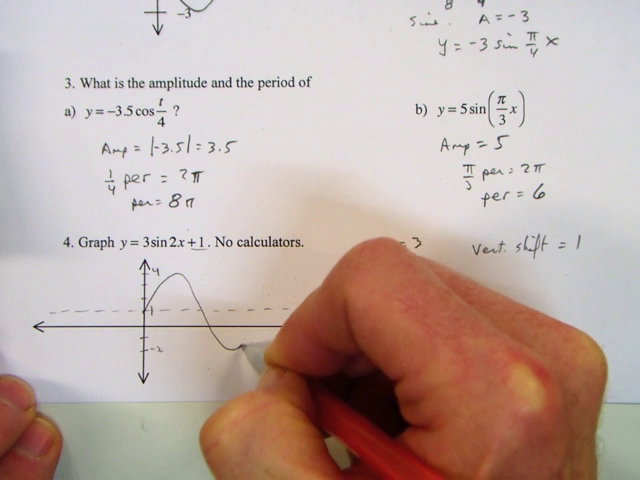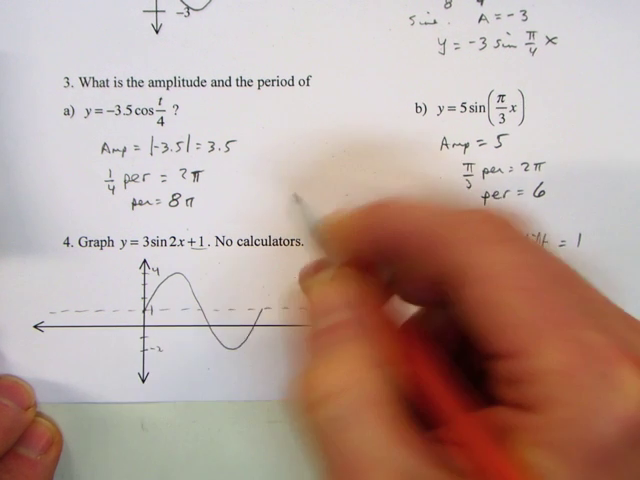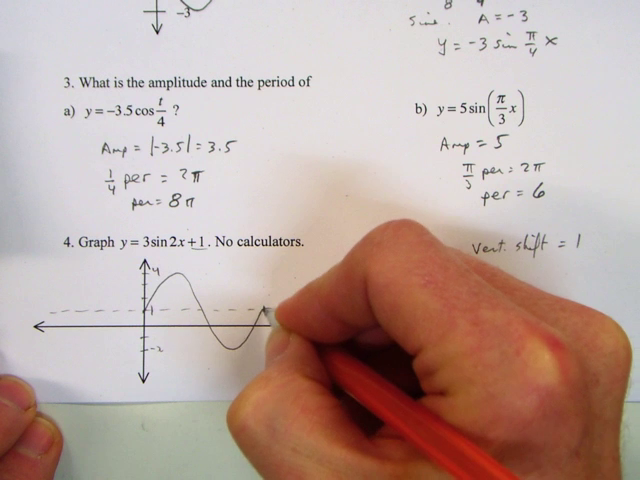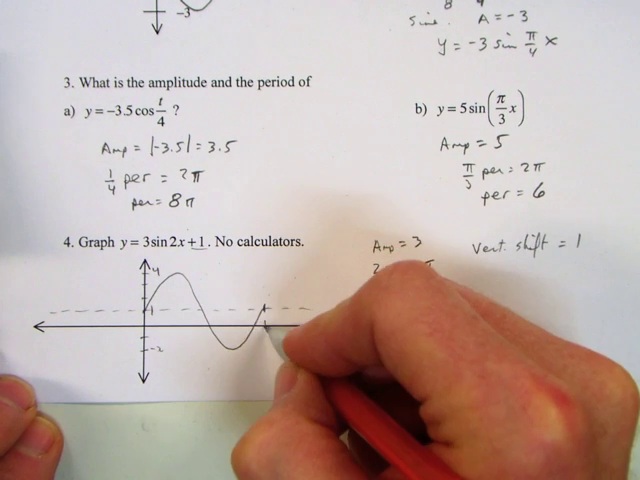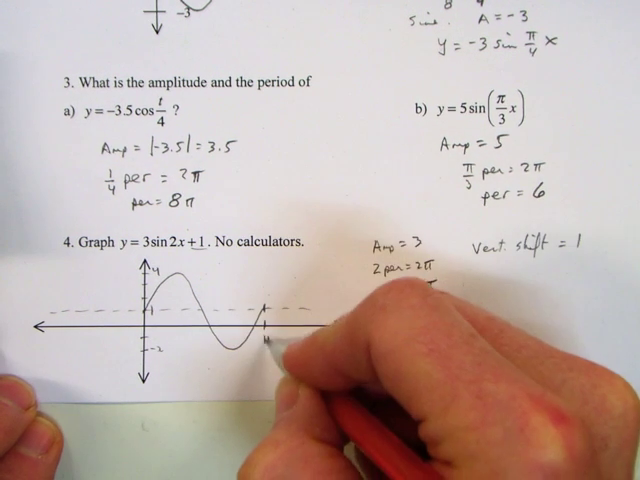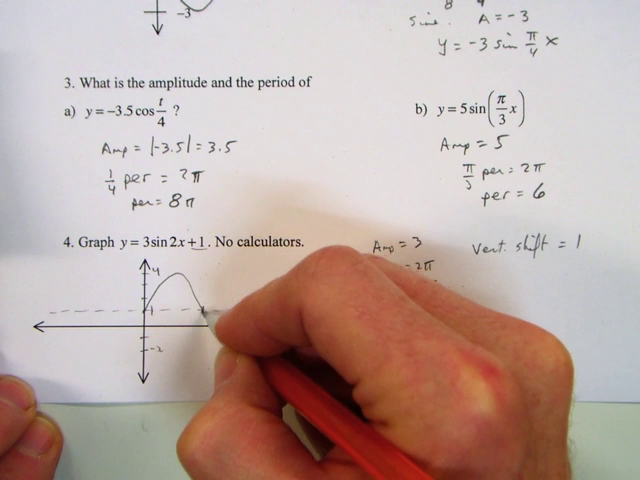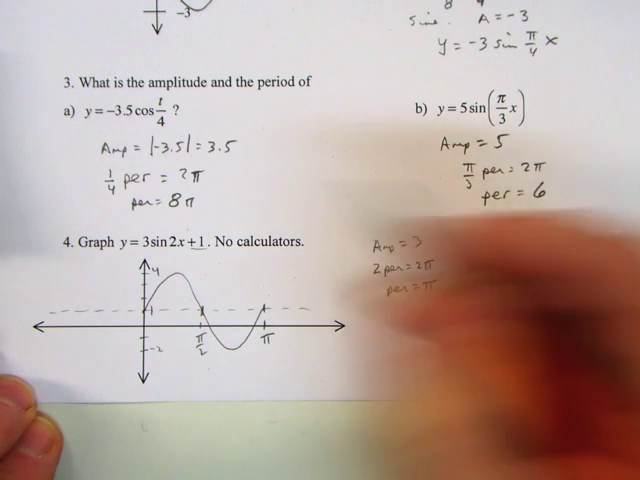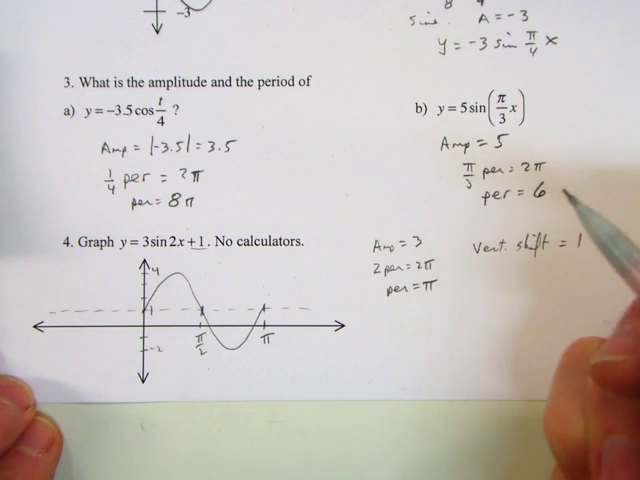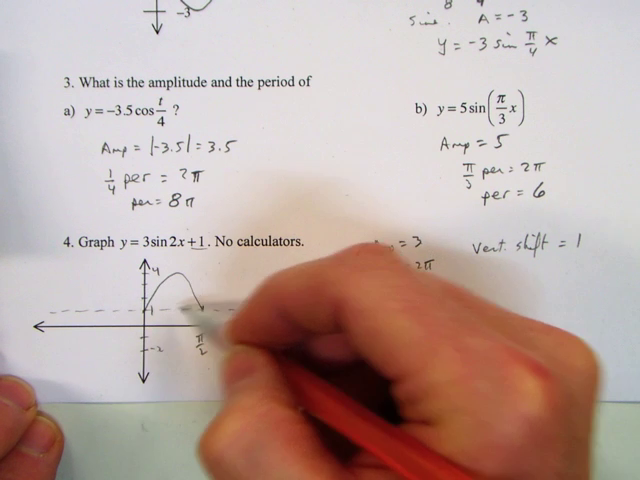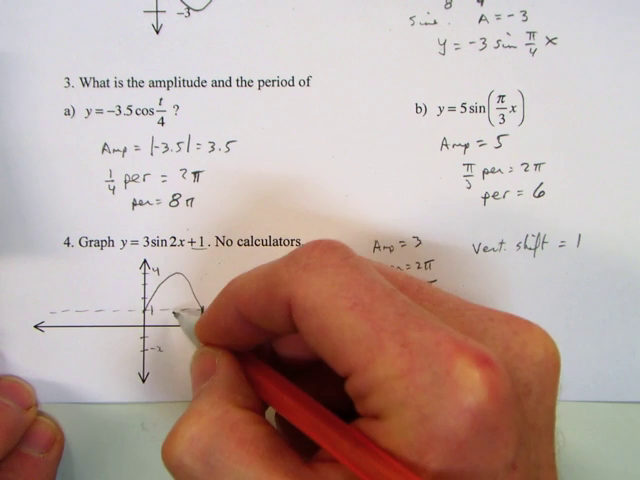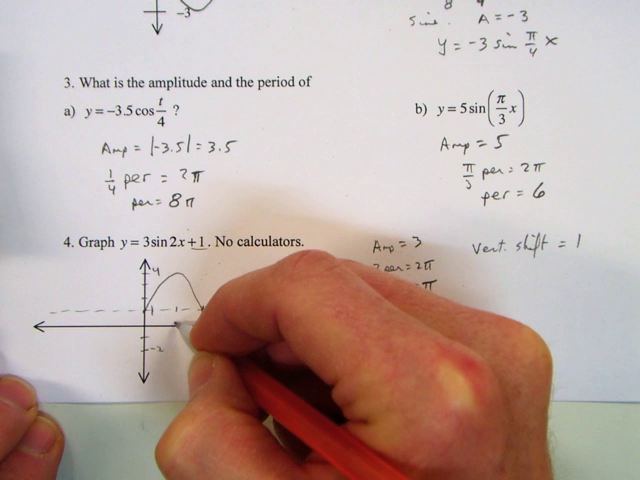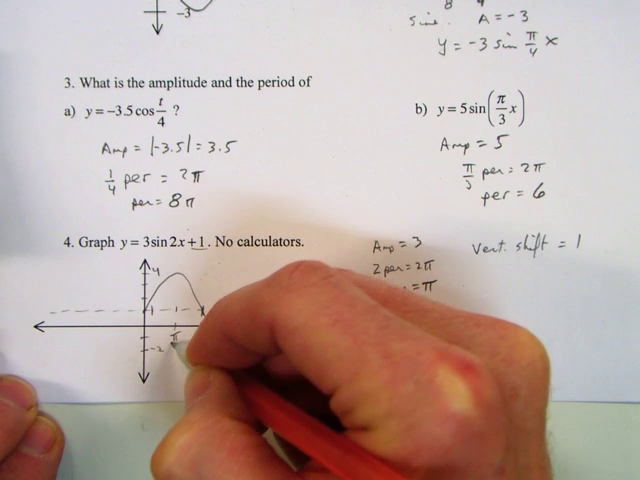Where does it end? That point right there, what is that value? Well, that's our period. This is pi. What's this piece here? That's going to be pi over 2. And what I've said many times so far is I want you to make sure that you are labeling all your key values. So this one here would be pi over 4, and this would be 3 pi over 4. Now, how did I get that?